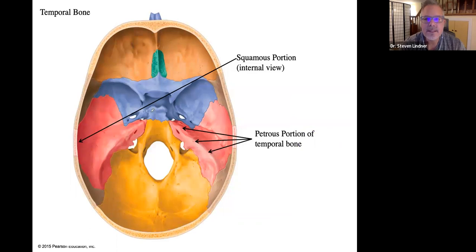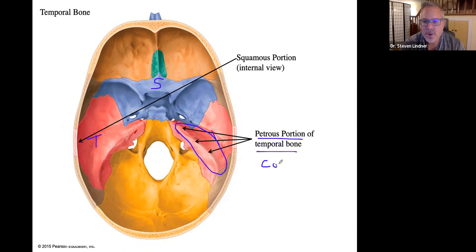When we look inside the skull, this bone right here is the sphenoid. Remember the bat bone. This is the temporal bone, and all of this is the petrous portion of the temporal bone. Really important section. This portion can be dissected and pulled away, and when it is, we can see the inner workings of the ear. All the hearing apparatus and balance apparatus sits here.